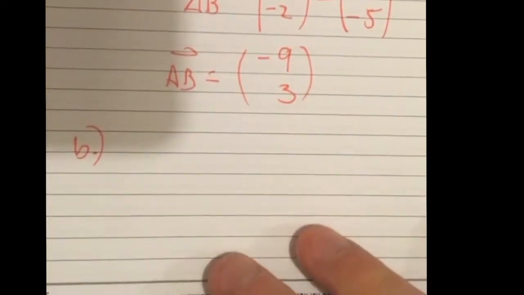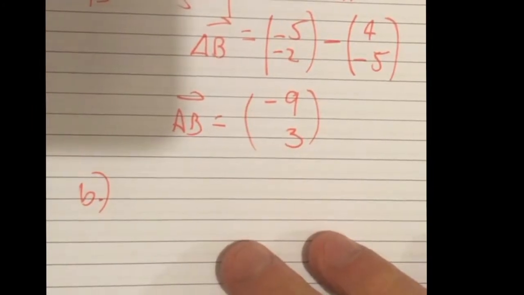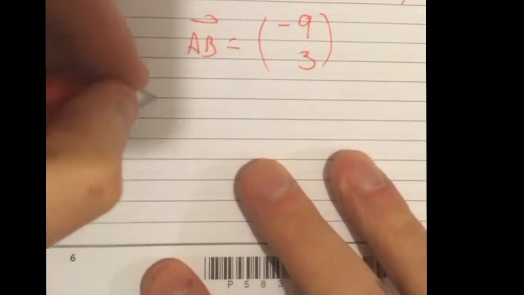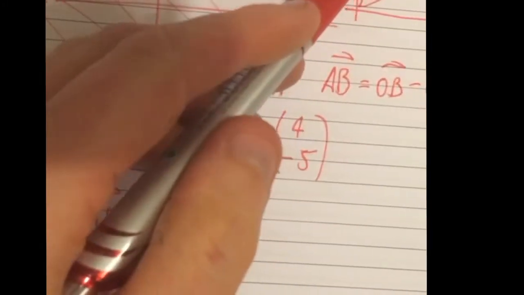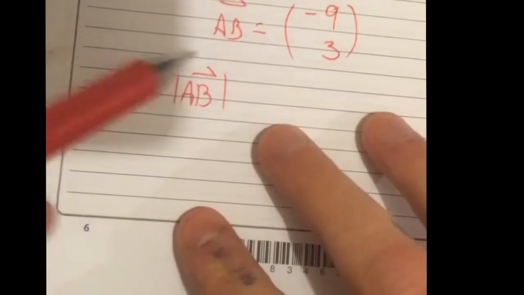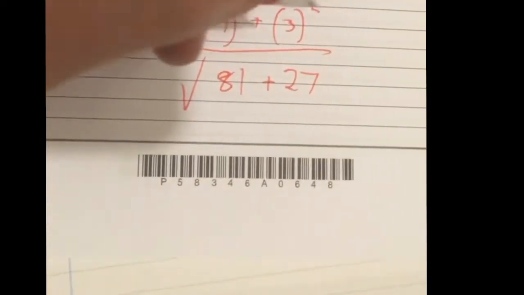Part B of this is find the size of the vector, or the modulus of the vector. So mod AB, which is the magnitude. So we use Pythagoras to basically find the size of this vector. We're going to square the x or the i component, square the y or the j component, and square root them. So minus 9 squared plus 3 squared, which gives us a square root of 81 plus 9, which ends up simplifying as 3 root 10. Cool, so that's that one.